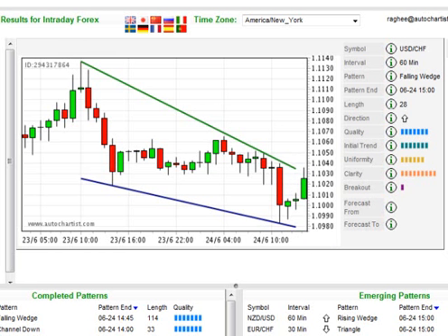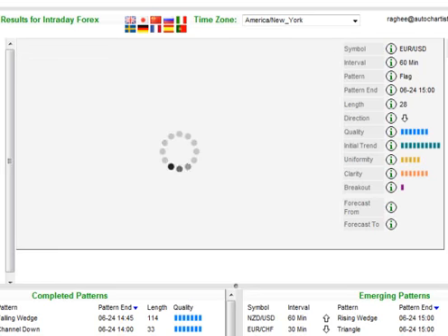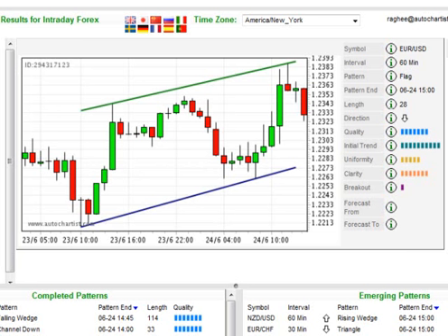Let's use another example. And this time we'll take a look at the flag. Now, a flag is a pattern that can be traded in both a trending and non-trending environment. Looking at this flag on the 60-minute chart of the Euro US dollar, notice the maximum initial trend reading. Flags can be considered both continuation and reversal patterns.